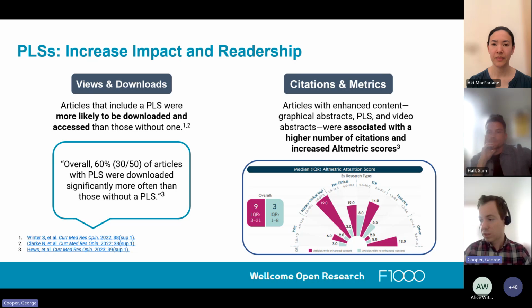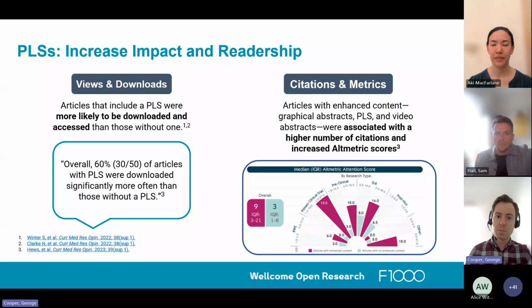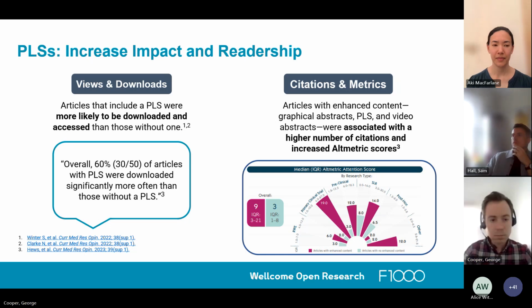Those sorts of articles were associated with a higher number of citations and increased altmetric scores, and that's a score generated that indicates the level of attention paid to content outside of the scholarly literature. So citations on social media, in blogs, in policy documents and news reports and things like that. And just to say, all the references will be given at the end if you'd like to follow up on some of this research yourself.